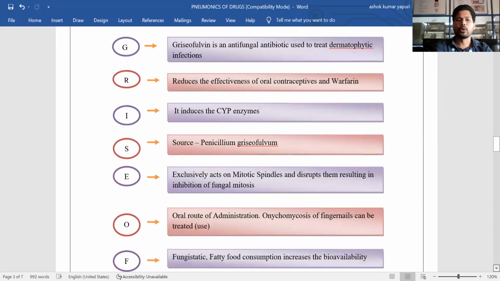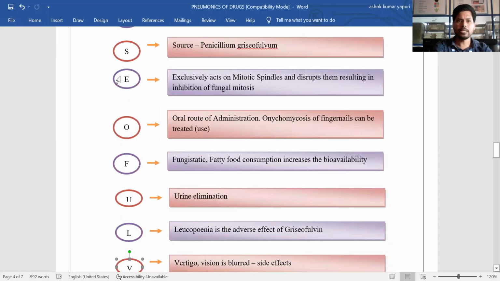The first four letters of Griseofulvin. And the next letter is E. Regarding letter E, it exclusively acts on mitotic spindles and disrupts them, resulting in inhibition of fungal mitosis.